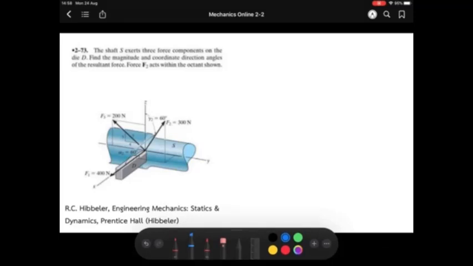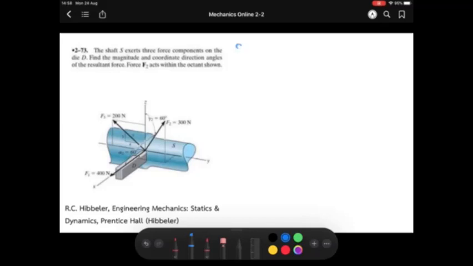This is question number 2-73. The shaft S exerts three force components on the die D, or the point D. Find the magnitude and the coordinate direction angles of the resultant force. Force number 2, or the second force, acts within the octant.